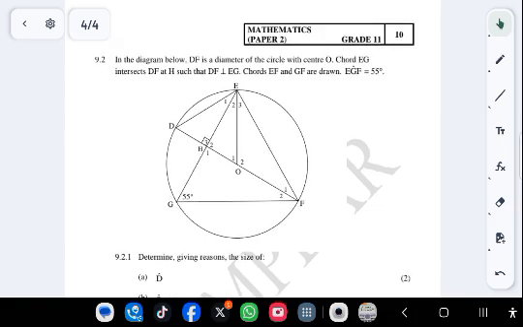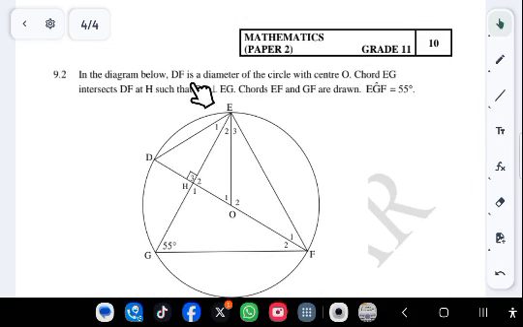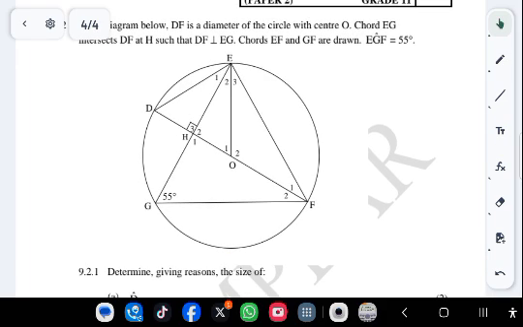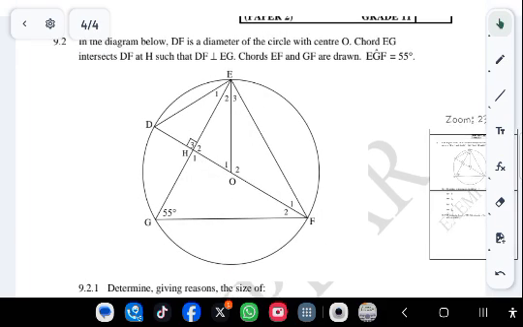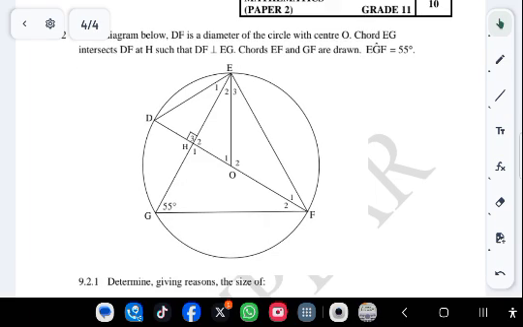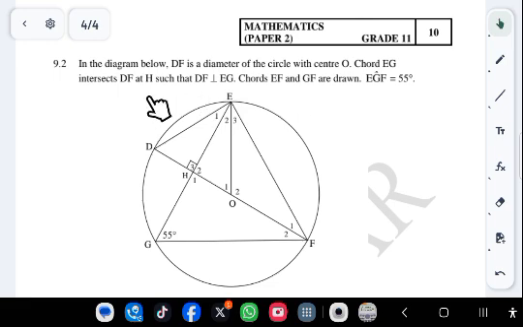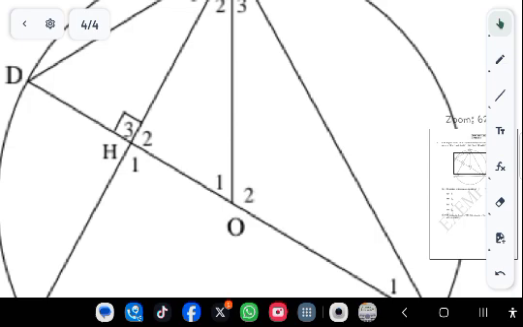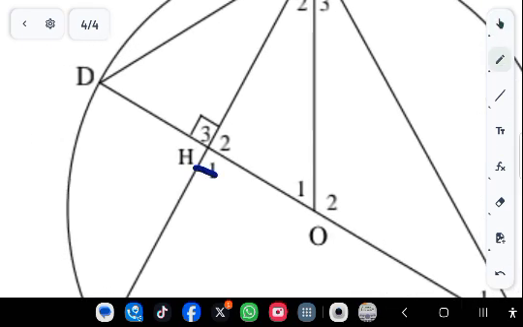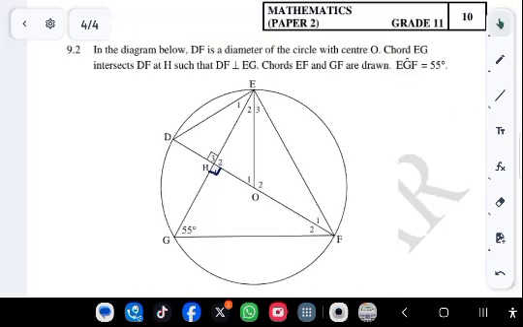Next, let's look at question 9.2. In the diagram below, DF is the diameter of the circle with center O. Chord EG intersects DF at H, such that DF is perpendicular to EG. There is then 90 degrees, and you know that with 90 degrees, all the angles there are 90 degrees.